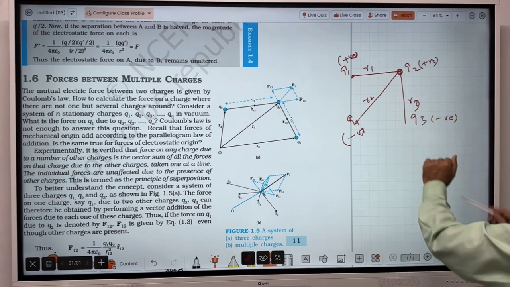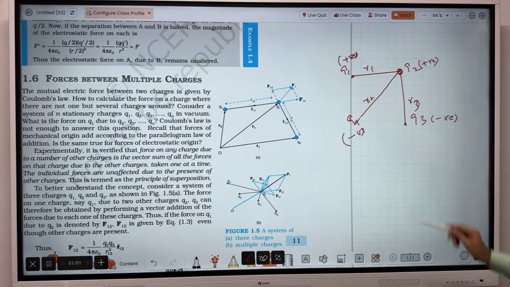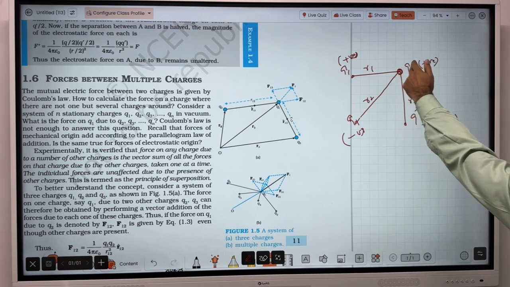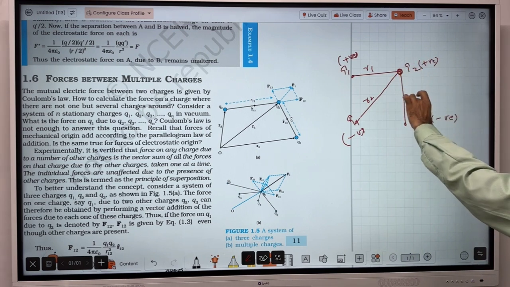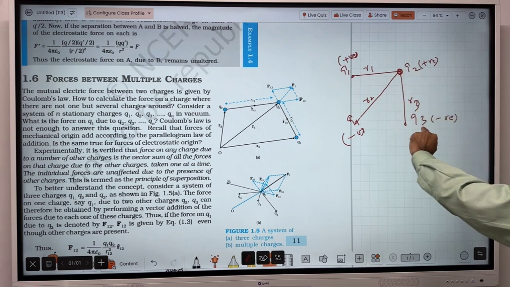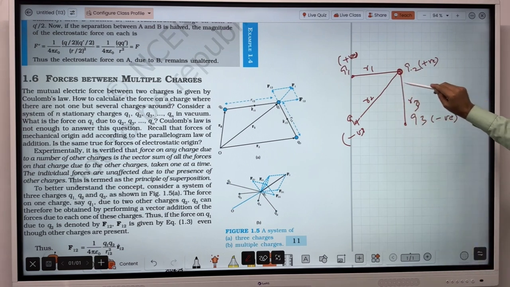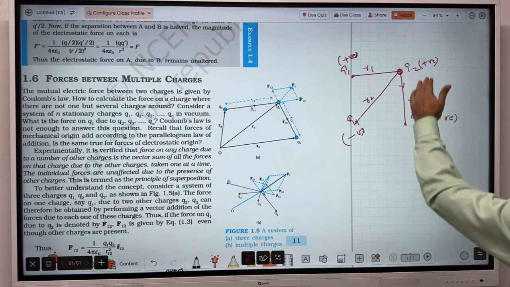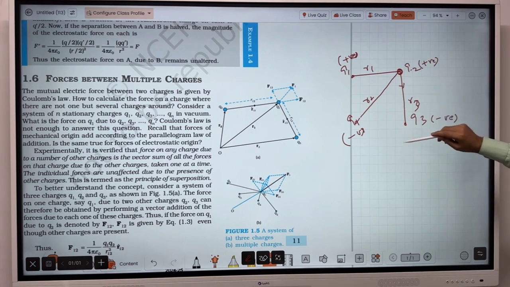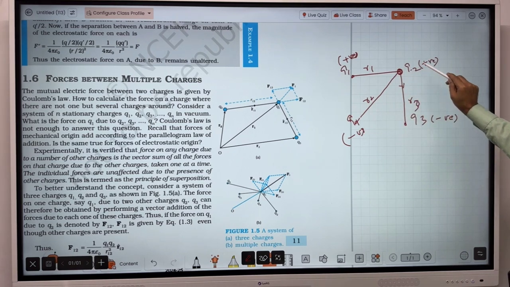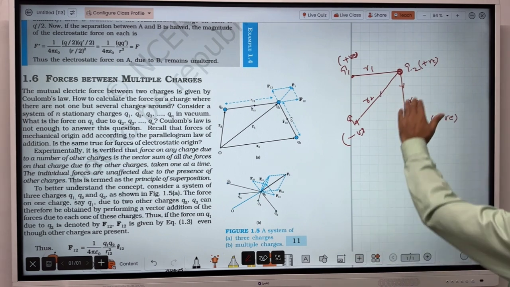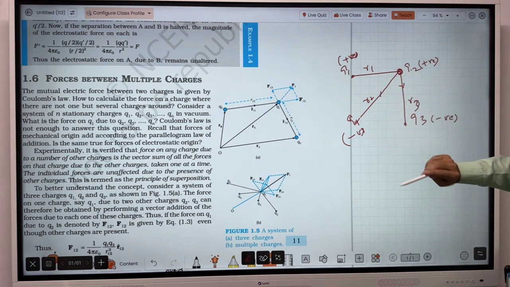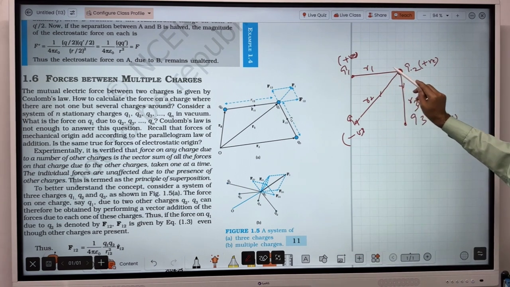If you consider that this charge is fixed, then in which direction will charge Q2 move? There will be a force of attraction between Q2 and Q3. So this charge will try to move in this direction, so this force will be in this direction. Here this is negative, this is positive. So here again, this charge will tend to move in this direction. Here this is positive, this is positive.